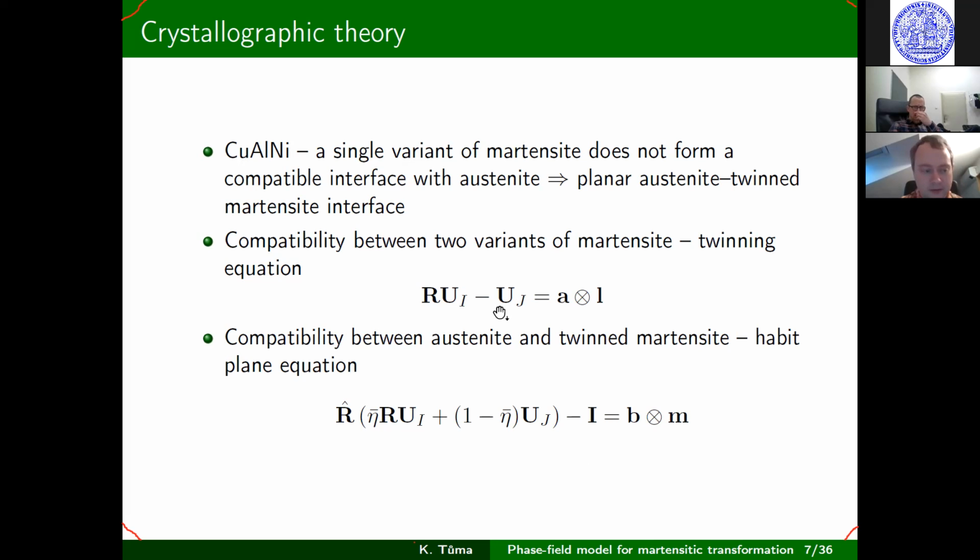The crystallographic theory says how to obtain the information about the interface if you know the two transformation matrices UI and UJ. So you have two martensites described by two matrices UI and UJ, and there is a compatibility condition between these two martensites. And if you want to find how the interface looks like, you solve the so-called twinning equation. It is almost amazing. You provide UI, UJ, and you can solve for L, which is the normal to the interface. A is the shear vector, and then there is a rotation.